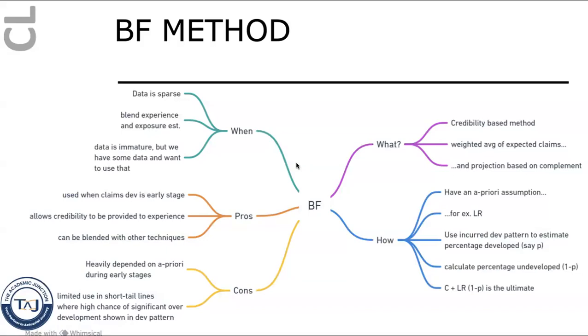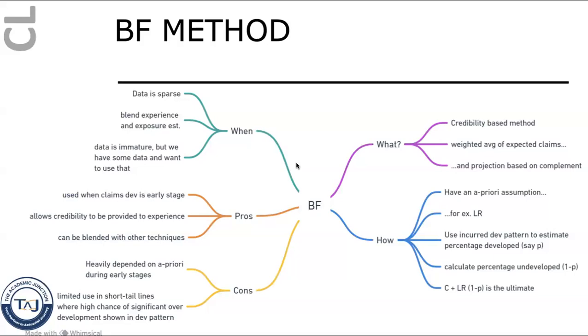An easier way is what the text says, which is effectively to estimate the percentage developed using the incurred development pattern, using the ultimate actual-to-ultimate factors. Yeah, exactly, 1 divided by the CDF. That will be used as the weights, but calculate the percentage that's undeveloped, which is 1 minus P. Then calculate the ultimates from that using 1 minus P, and add it to your current incurred or current paid to get the ultimate. Simple logic. Clear?